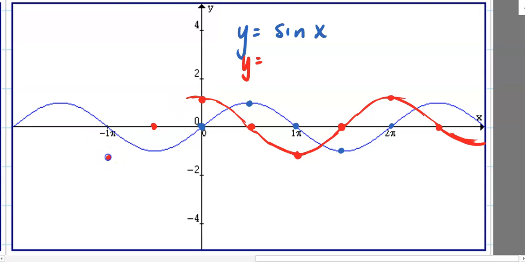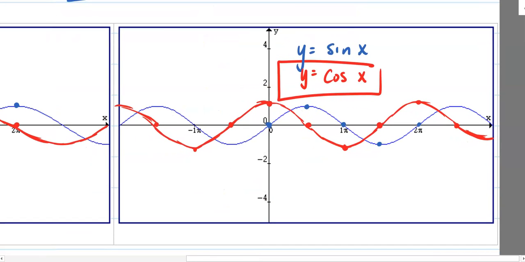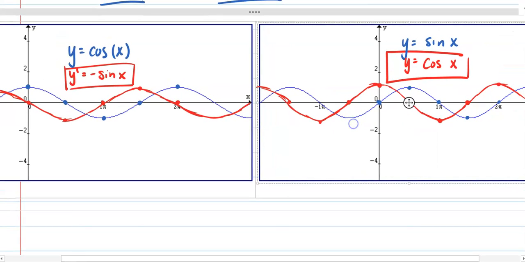So if this is the derivative of sine, what shape does this red graph look like? Well, hopefully you recognize it, that this graph is actually the original cosine function. So the derivative of sine is not the opposite of cosine, as you may have guessed initially, but it's actually just cosine itself. So those are two more of our trig rules that we're going to use while moving forward. Now let's take a look at one more.